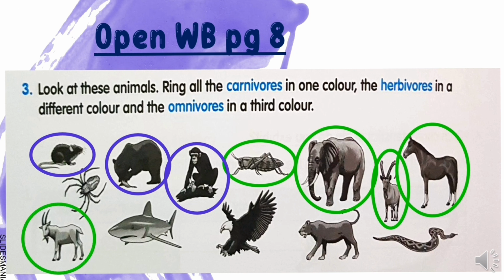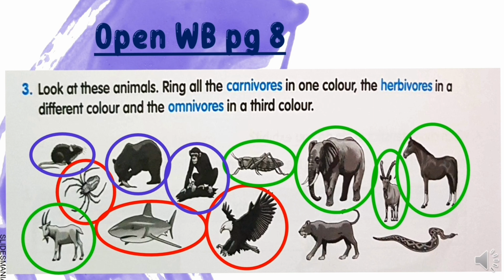What about the spider? Spider is a carnivore. It eats other insects, right? So what about shark? Yes, carnivore. Eagle. Yes, of course, carnivore. Lion. Again carnivore. And the snake? Surely carnivore.